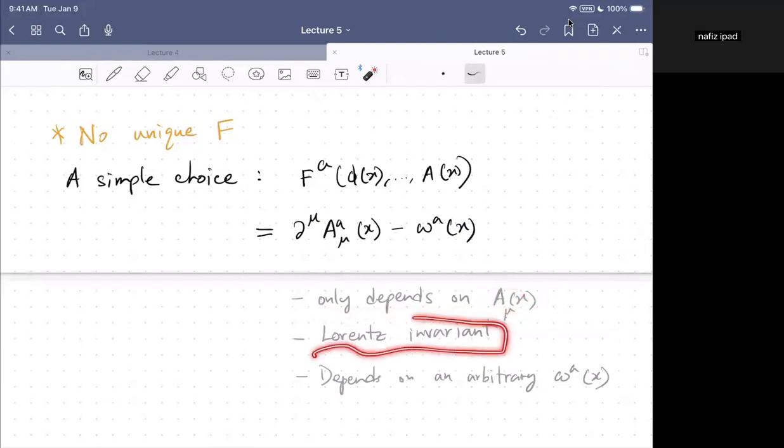Why Lorentz invariant? Because at the end of the day, we want to write down an action that is still Lorentz invariant. But this is not always true. In practice, sometimes you may want to break Lorentz invariance for the sake of computation. Or maybe you are not trying to even model a Lorentz invariant theory. So then you wouldn't worry about this, and then there are other options.